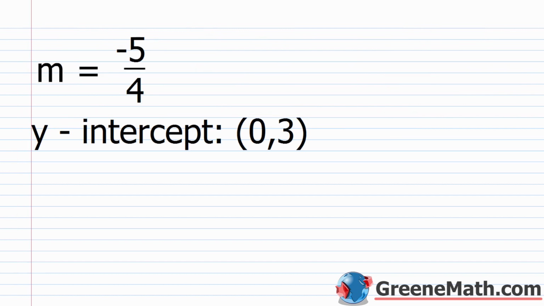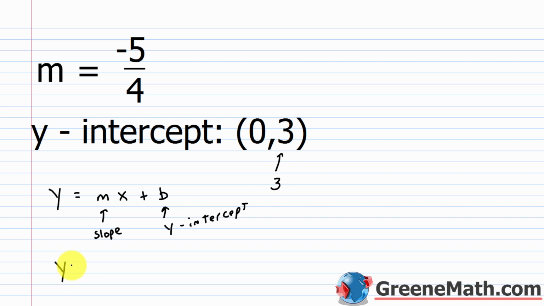So the first one here, we have that m, which is our slope, is equal to -5/4, and the y-intercept is going to occur at 0, 3. So the generic formula for slope-intercept form is y equals m the slope times x plus b the y-intercept. So this is the slope, and this is your y-intercept. Right, so in this case, m is -5/4, and b is 3. So we just have to plug in.